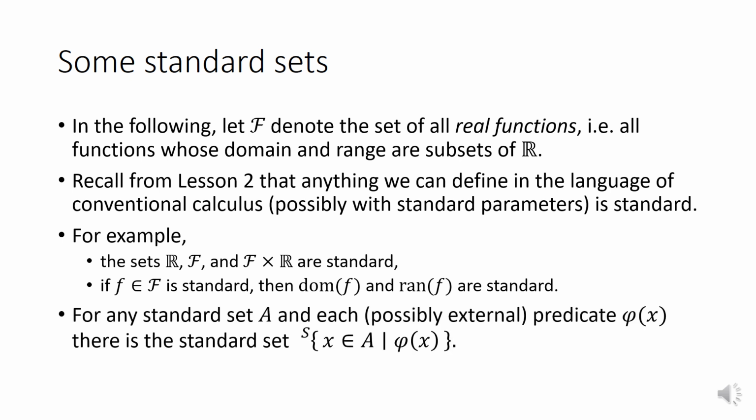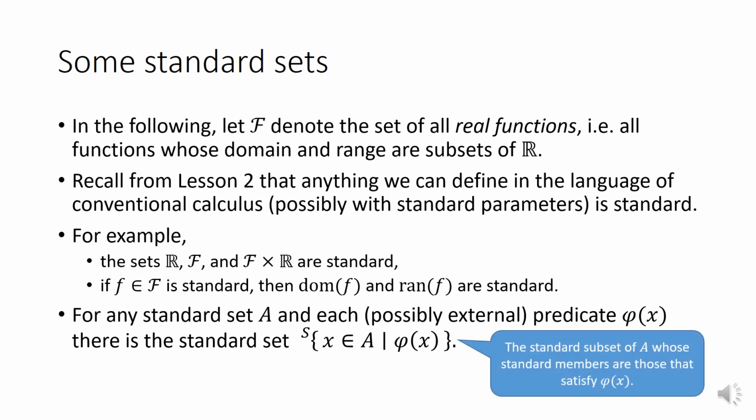For any standard set A and each possibly external predicate phi of x, there is the standard subset of A obtained by standardization with phi of x. That is, the standard subset of A whose standard members are those that satisfy phi of x. Note that the non-standard members of the set do not necessarily have to satisfy phi of x. Recall that external predicates are generally not set-forming, which means we cannot use them with the axiom of separation. But we can always use standardization and thus obtain standard sets.